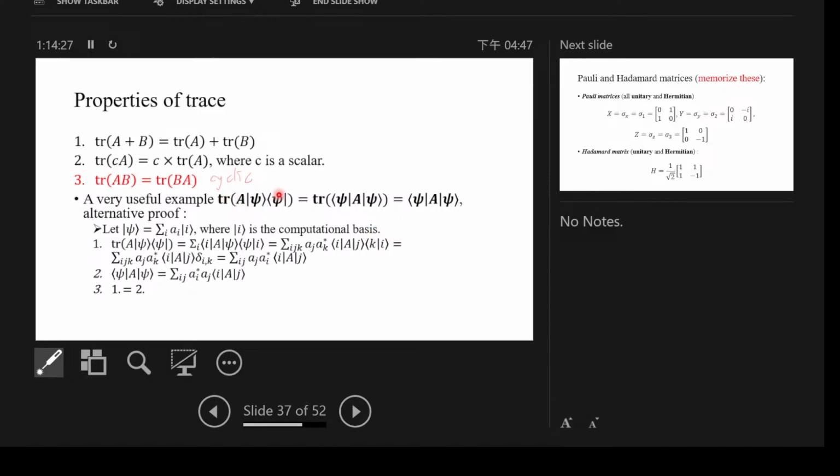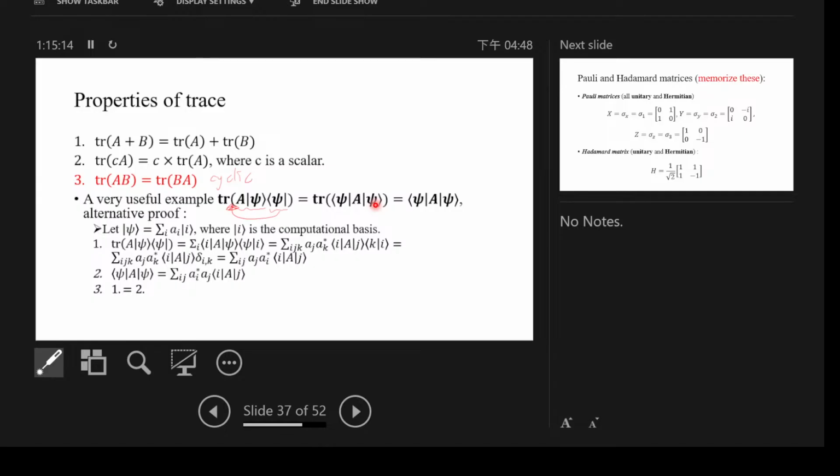For example, you have trace of A times ket psi times bra psi. Then you can use this property, where we need to have A and B. We take this part, these two matrices multiplied together, as A, and this as B. And because of the cyclic property, and why is this called cyclic? Because you can think about moving this B matrix from the end to the beginning. So you cycle this matrix B to the front, then you have the trace of bra psi times A times ket psi.